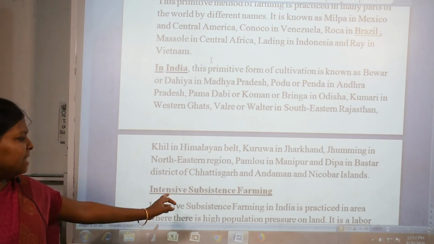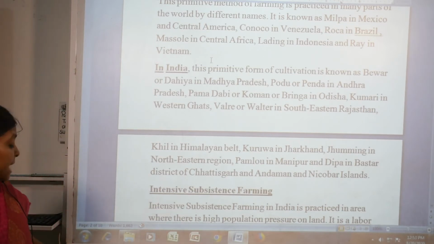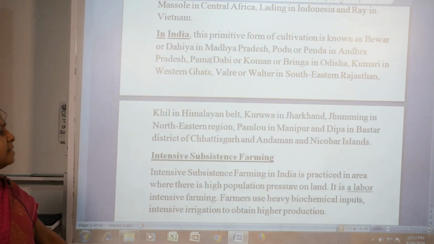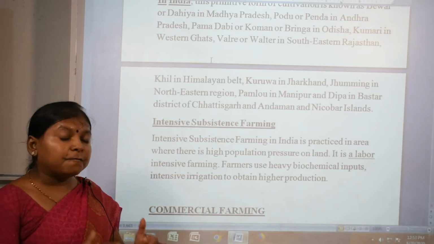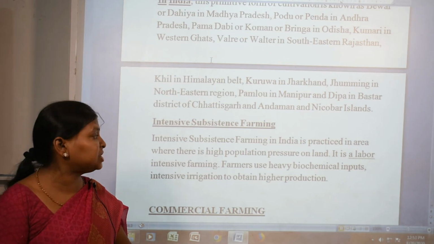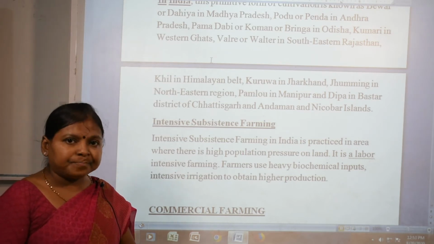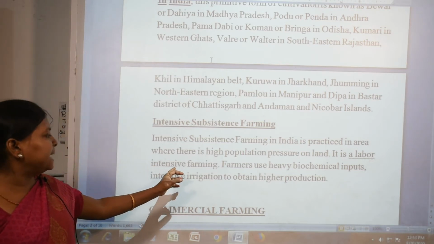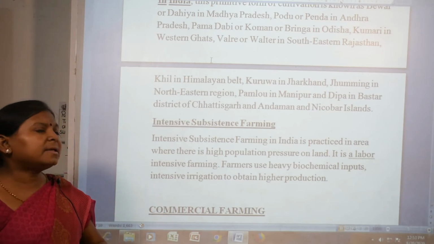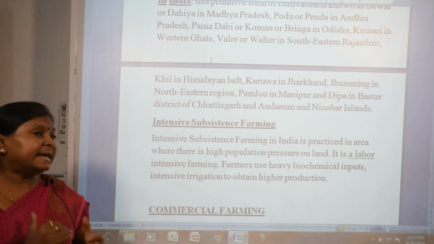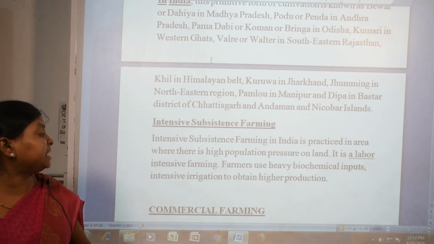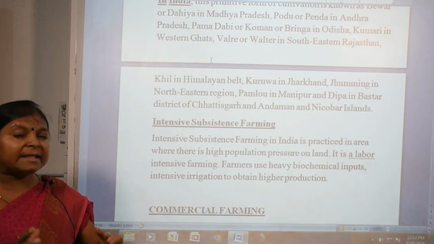What is called intensive subsistence farming? Intensive subsistence farming is a modern method. In India, it is practiced in areas where there is high pressure of population on land. Do you know it is labor intensive farming? Farmers use heavy biochemical inputs, the latest technology, and intensive irrigation, and why are they using them?